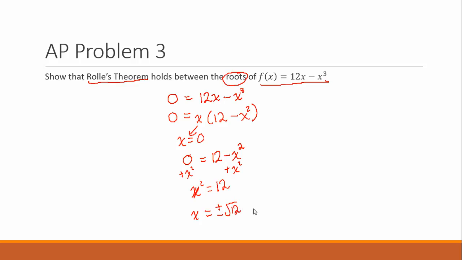And I can simplify this radical just a little bit more. So this is equal to plus or minus, well, 12 is just the same as 3 times 4. And the square root of 4 is 2, so this is equal to plus or minus 2 times the square root of 3. All right, so there are our 3 roots. We've got 0 and plus or minus 2 times root 3.